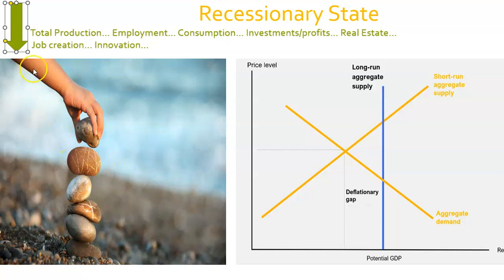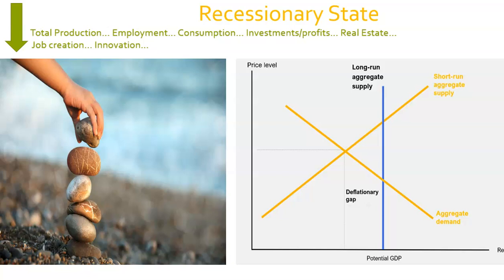In a recessionary state, here's basically what you have going on. You have a reduction in total production. You have a reduction in employment. We have less consumption. We have less investments and profits. Real estate values suffer. Job creation becomes an issue. Innovation suffers. Do you see what's happening here? It's a plummeting of some sort. Think of what a receding hairline is. Hair goes back. Nobody wants that. But what it means is less and falling back and falling behind. This is an economy that is underperforming.